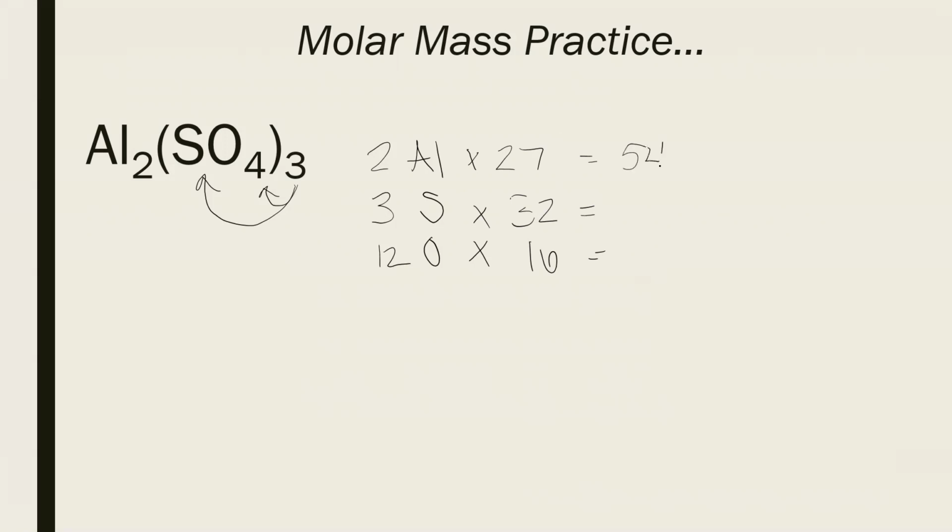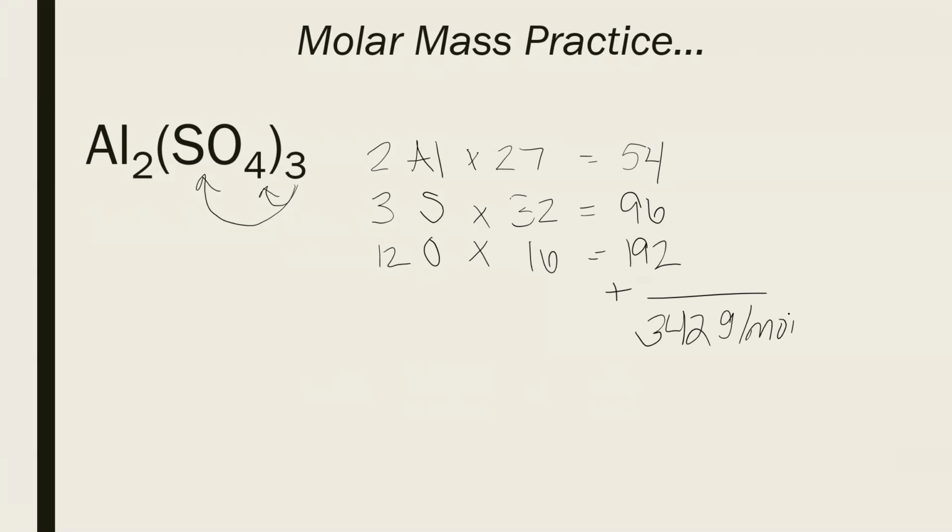I got 54 for the total mass of all aluminums in this compound, 96 for all the sulfurs, and 192 for all the oxygens. And then you add those all up because the molar mass is the sum of all the masses of all the elements, and our final answer is 342 grams per mole. Like I said, that mole is going to be elsewhere eventually.